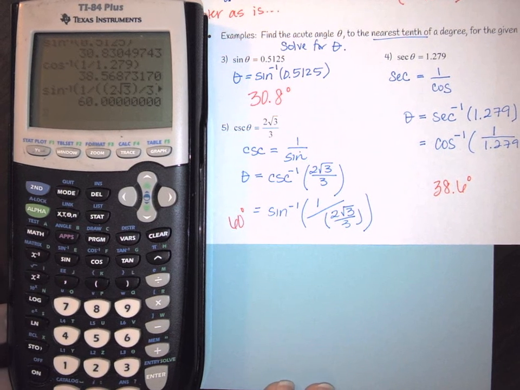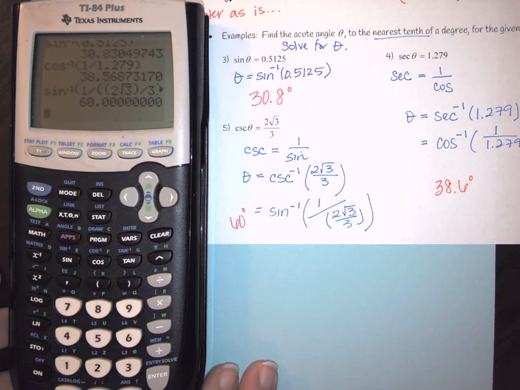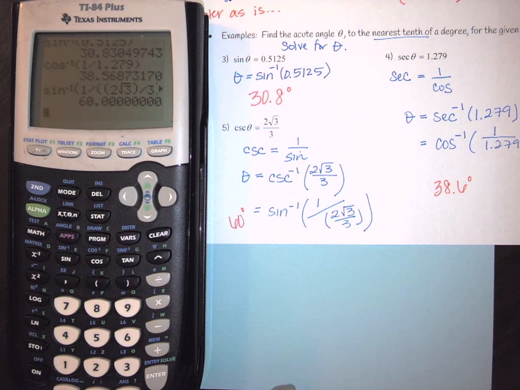So that's just a snapshot of what you can expect when you are trying to find trig values given either the value itself or the degree measure.